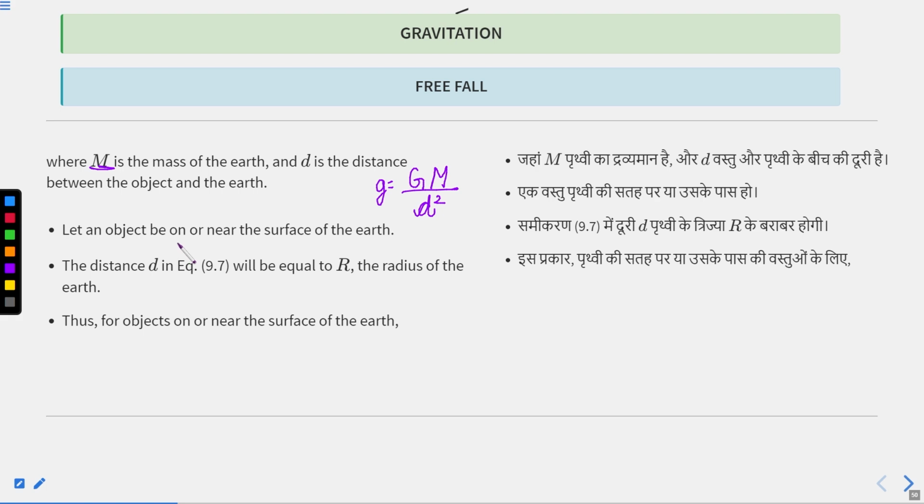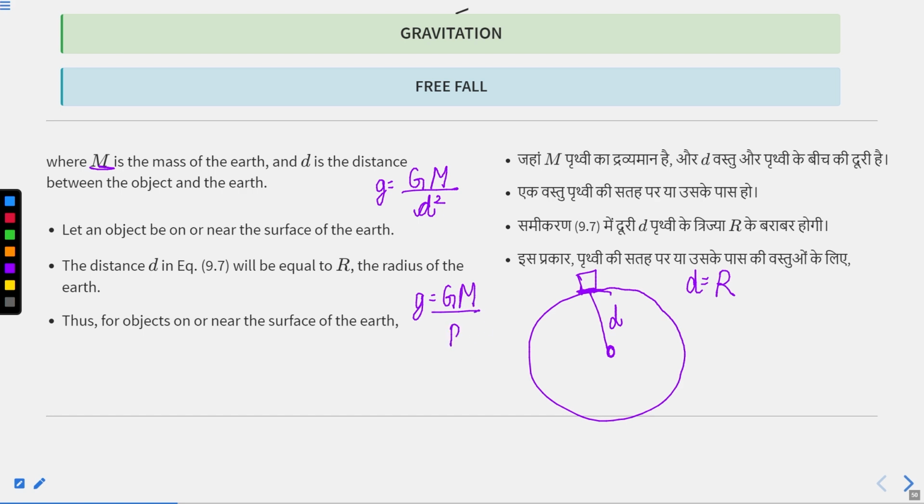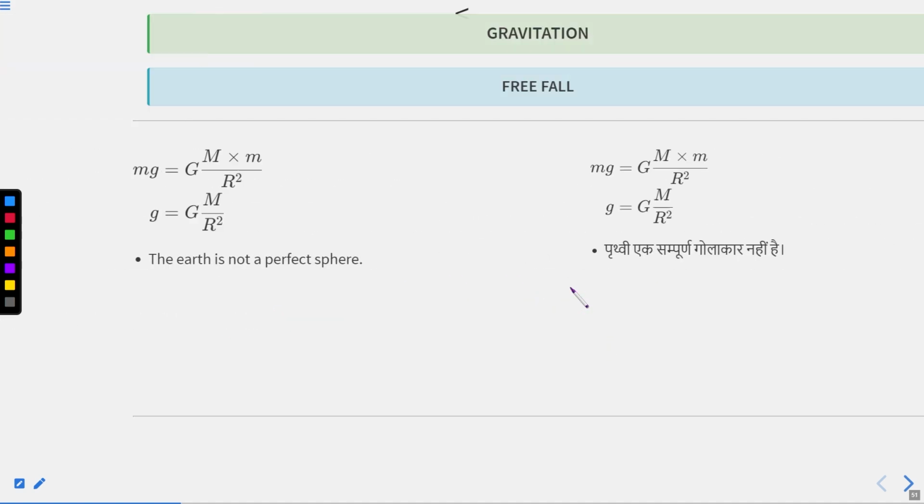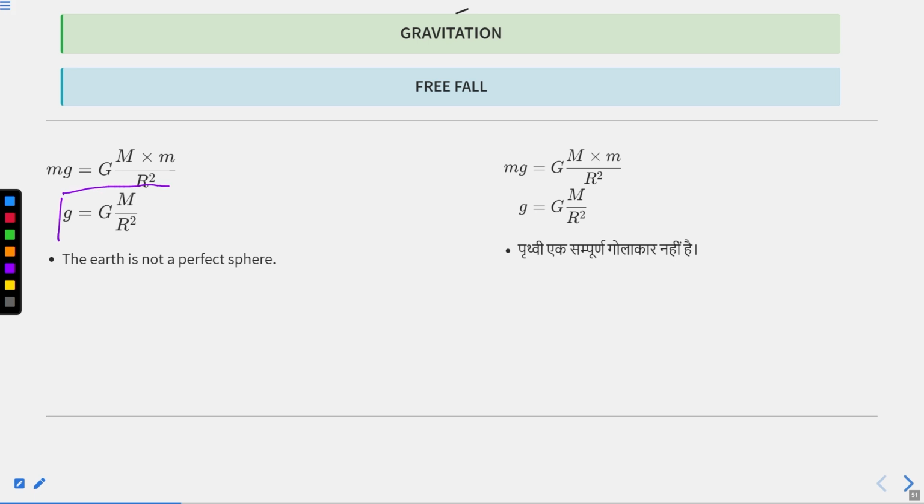Let an object be on or near the surface of the earth. The distance d will be equal to R. If any object is placed on the surface of the earth, then the distance d will become the radius of the earth. The formula of g will become capital G capital M divided by R square. Thus, for an object on or near the surface of the earth, small g will become capital G M divided by R square.